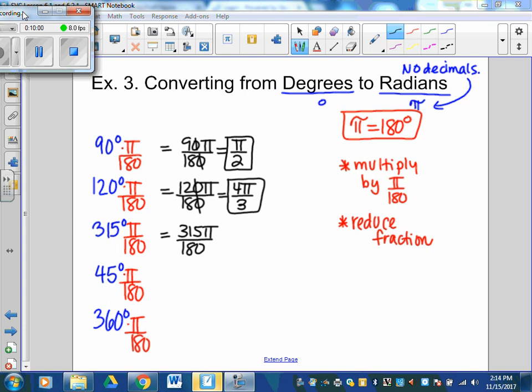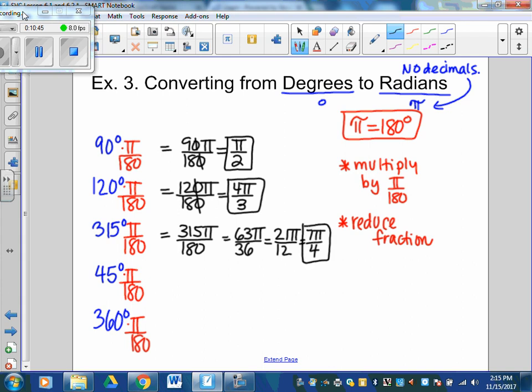And I think this one's a little bit more difficult just because of the 5. So what I would suggest is when you reduce these ones, just because they get a little bit bigger, I would divide by 5 first. So if I divide both of those numbers by 5, I end up with 63 over 36. And then those numbers actually reduce further. You can divide them both by 3, say. So you get 21 pi all over 12. And you can actually reduce it again by 3, so you end up with 7 pi over 4. And that's fully reduced because it's 7/4.